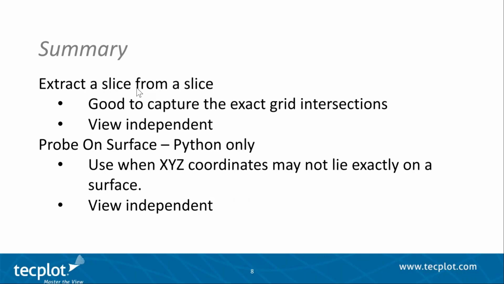Extracting a slice from a slice we talked about, and again, this is good to capture the exact grid intersections if you want that information that's in the boundary layer. It is not view dependent, so view independent, and you don't have to worry about the rotation angles of your data there. In the case that I showed, we extracted data above the wing surface and below the wing surface. You could couple this technique with our value blanking capability to, say, limit the extent for that slice. You could use value blanking to limit any of these extractions. So that's a nice tool as well. And then, of course, we went through and did probe on surface, which, again, is Python only. You saw the documentation, so pretty good documentation there, and a very useful tool when those XYZ coordinates don't lie exactly on the surface, but you do want to get data from the surface.